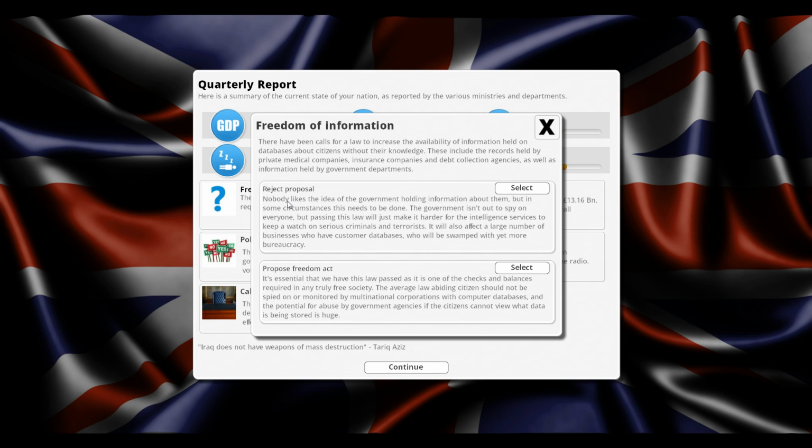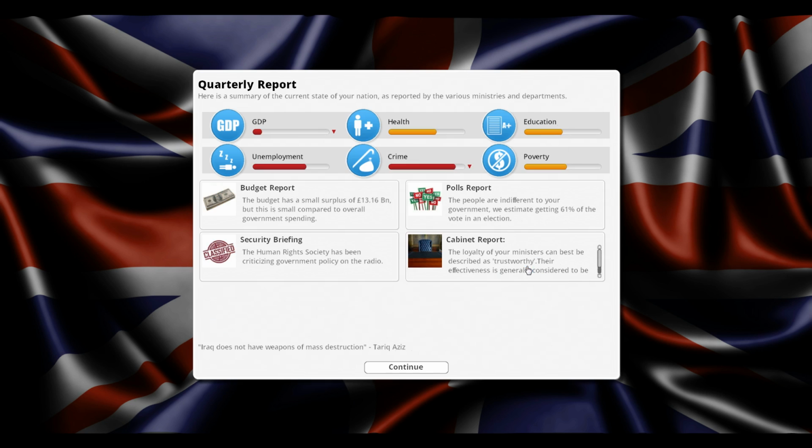Or we can propose a Freedom Act. It's essential that we have this law passed, and it's one of the checks and balances required in a truly free society. The average law-abiding citizen should not be spied on or monitored by multinational corporations with computer databases, and the potential for abuse by government agencies if the citizens cannot view the data being stored is huge. Well, I think we do the last one.